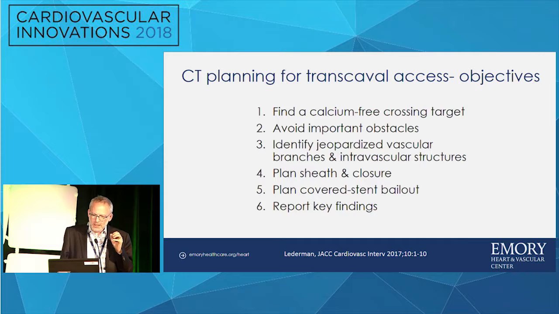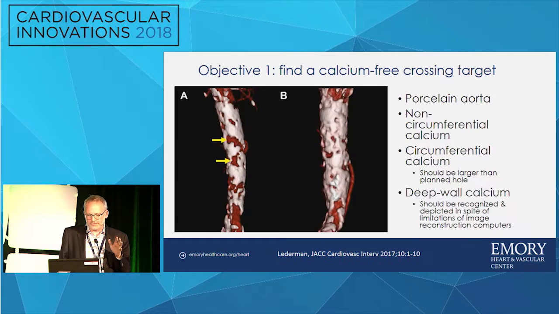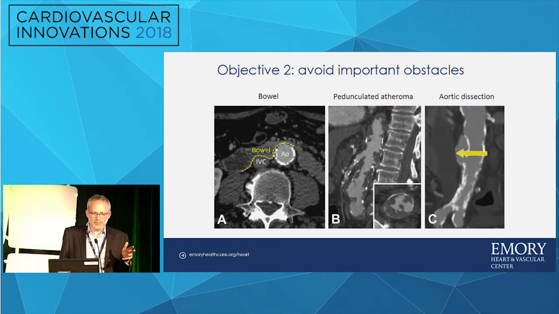So a couple things about CT scanning for these. Here's the goal. Find a calcium-free spot. Avoid the obstacles. Identify some branches that might be in the way. These are the goals of CT planning. You have to have a big enough hole to get the sheath in. It has to be able to open a little bit. You don't want bowel. You don't want calcified dissections like this patient.